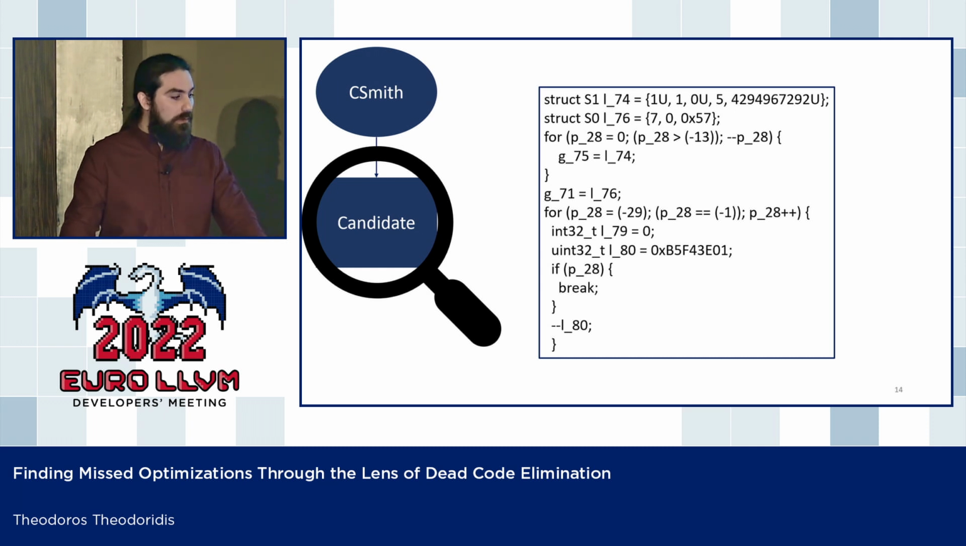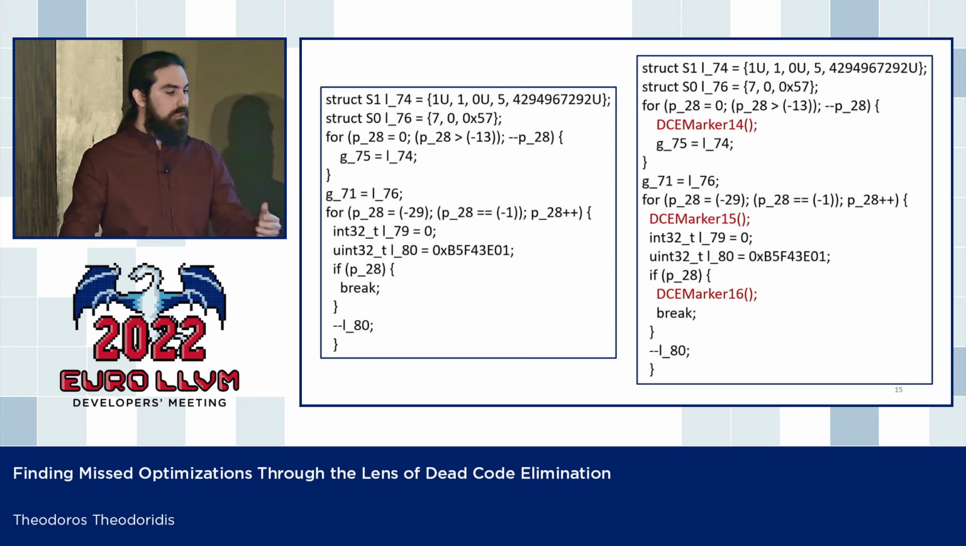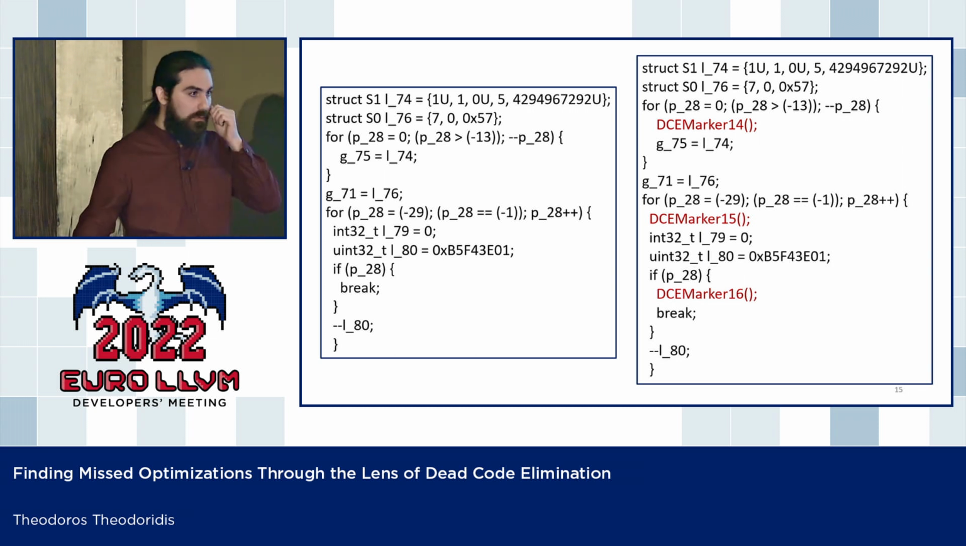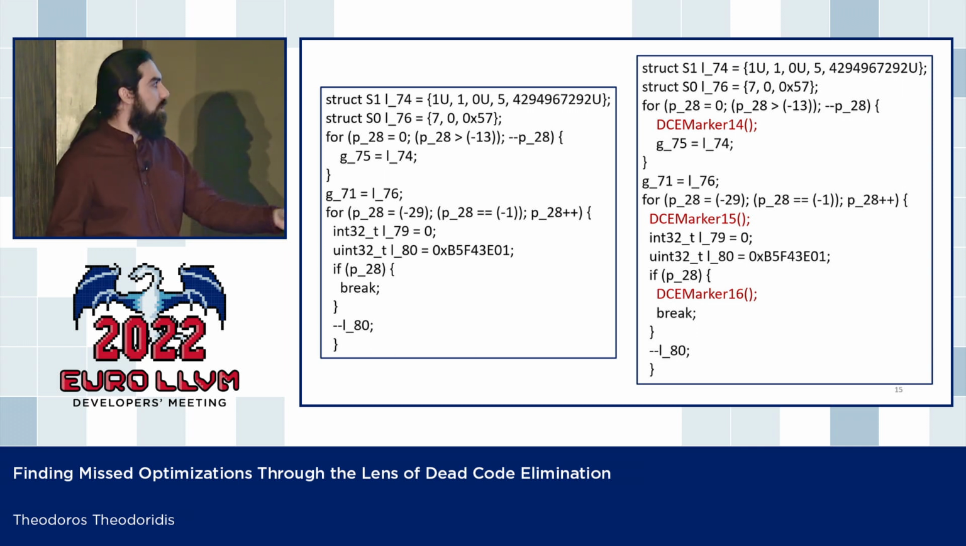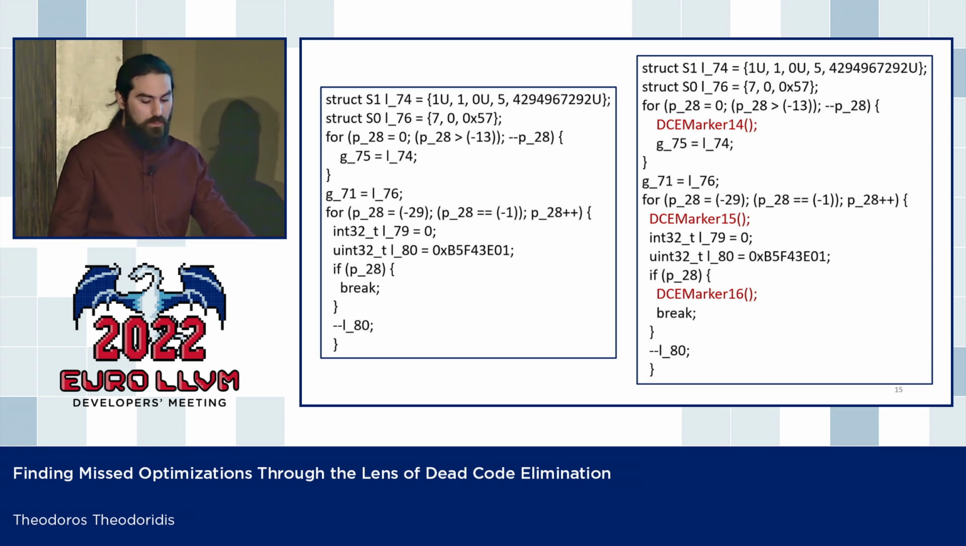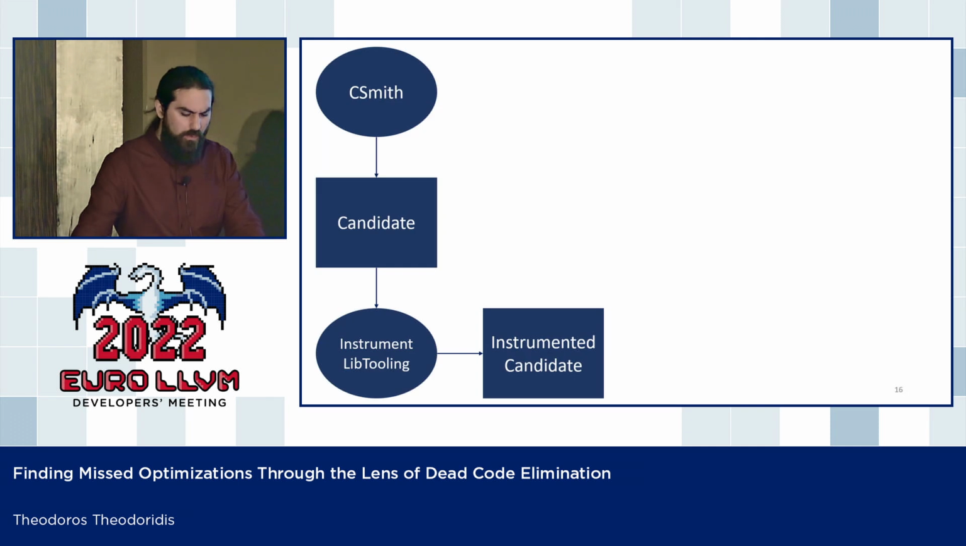So now that we have our input test case, we just need to instrument it. And we do this by inserting markers in roughly places that correspond to basic blocks where the control flow of a program changes. And the way we implemented this was with LibTooling. And essentially, we work on the Clang AST and insert the calls in the right locations.